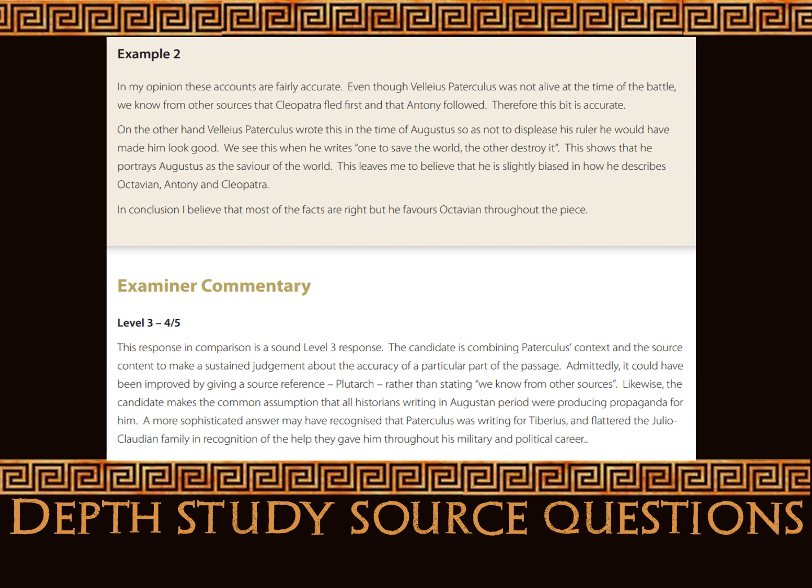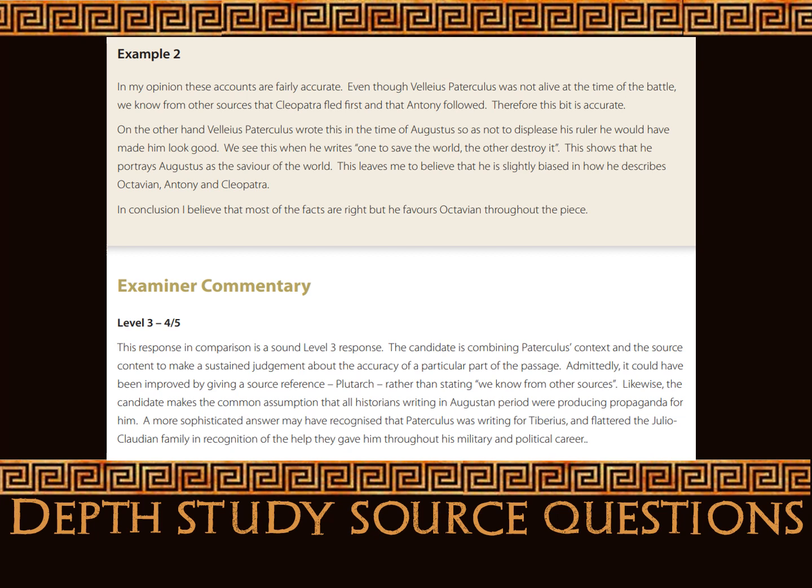So when it says other sources, rather than referencing Plutarch, who we know is more balanced, you don't necessarily... I don't want you to go away and panic and think, oh my god, I've got to know the difference between every single source and every little nuance. Yes, that would be brilliant if you could, but it's unrealistic to expect that in an exam.